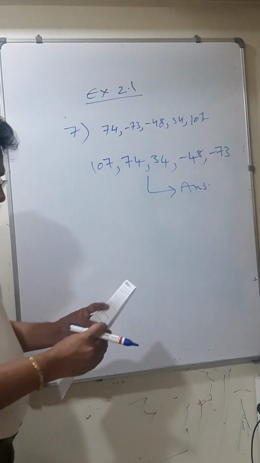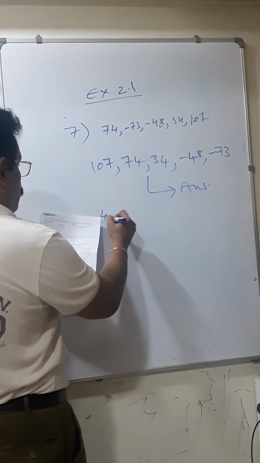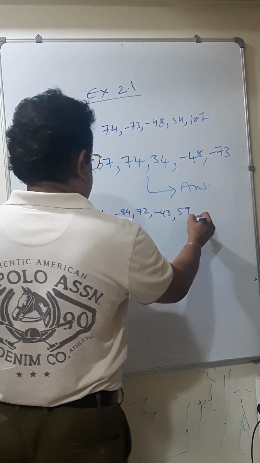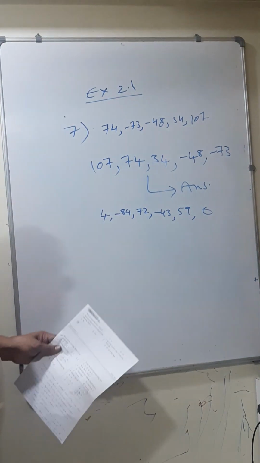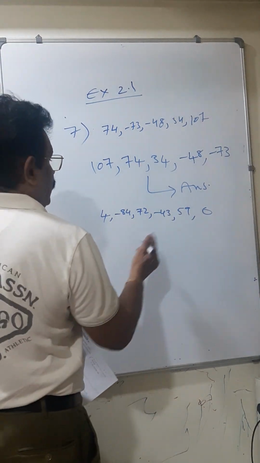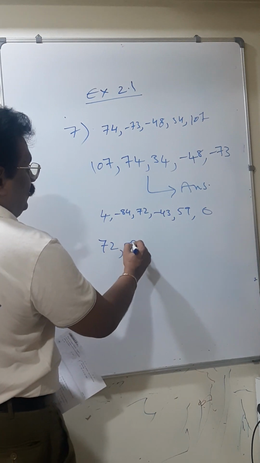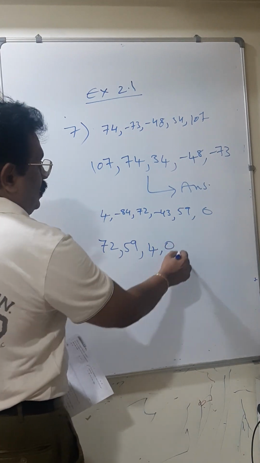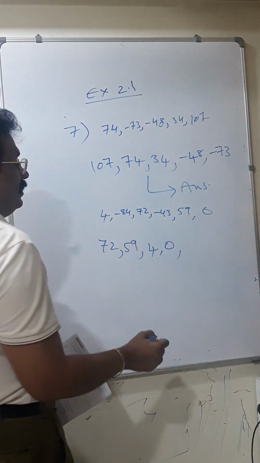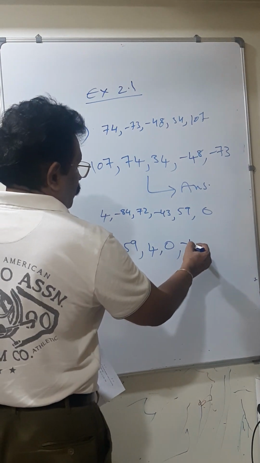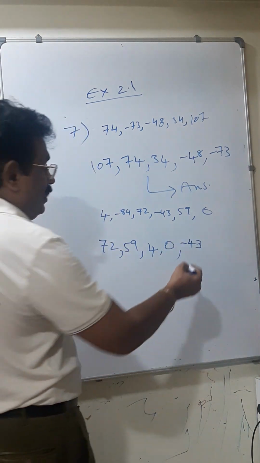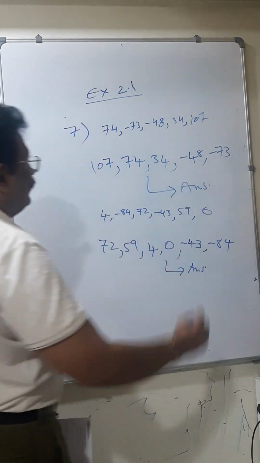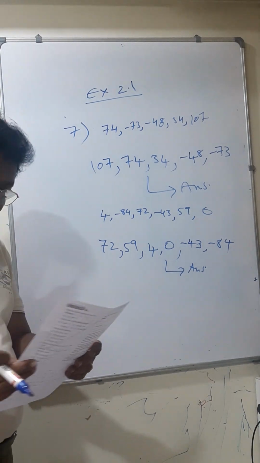Okay? Next sum. 4, minus 84, 72, minus 43, 59 and 0. Start with positives. 4, 72, 59. So 72 is the biggest. Next is 59. Next is 4. Okay, now come to 0. Now come to negative. Minus 84, minus 43. So, छोटा number पहला लिखो. Because smaller one is the bigger one in negative area. Minus 84 is the smallest. This is the answer. So we finished 7th question of 2.1.